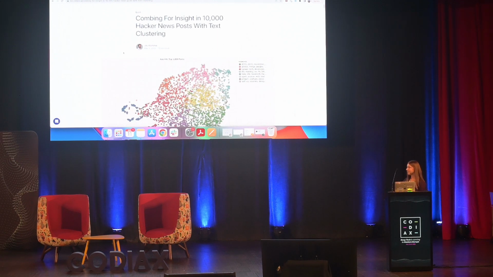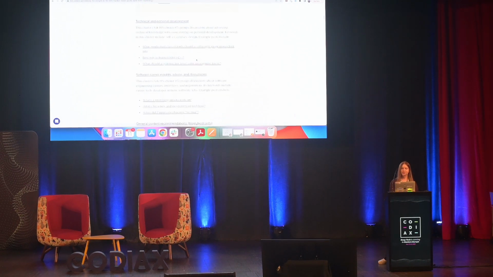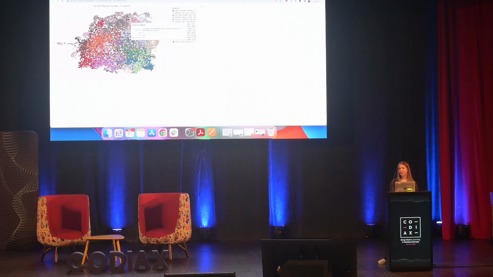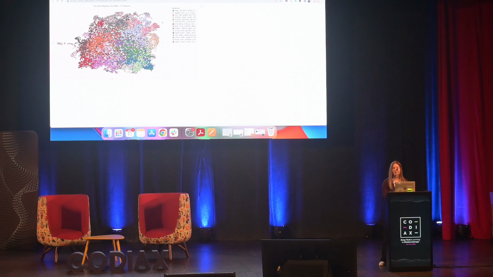obsessed with Hacker News, actually clustered the 10,000 most read Hacker News posts of all time, and clustered them in terms of keywords, in terms of different types of subjects that Hacker News posts are about. So you have this lovely map which represents all the embeddings and how they relate to one another, and you can click on a particular point and it will take you to that Hacker News post. Pretty dope.